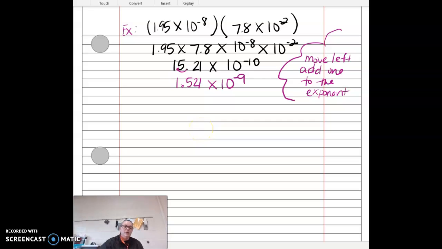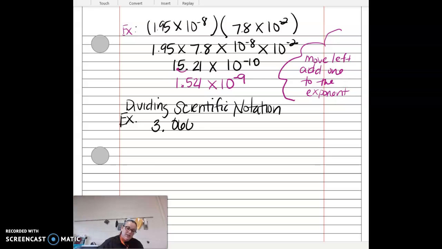All right, let's try dividing in scientific notation. So for example, if I were to take the scientific notation number 3.066 times 10 to the 8th divided by 7.3 times 10 to the 3rd, the same idea applies.